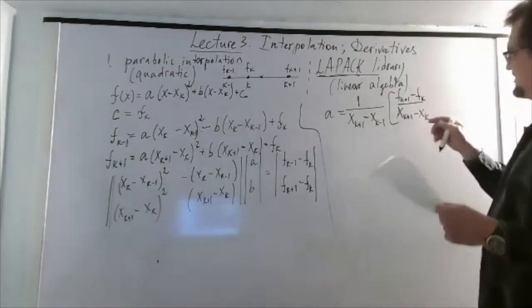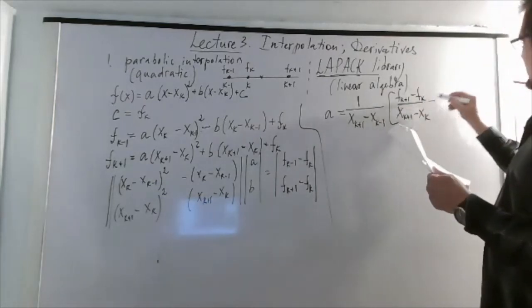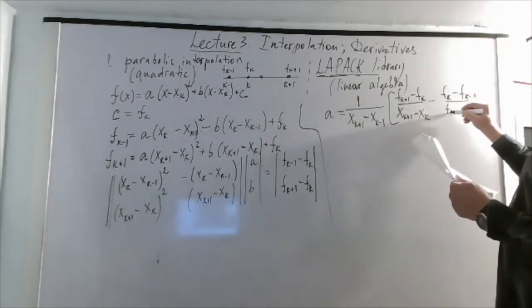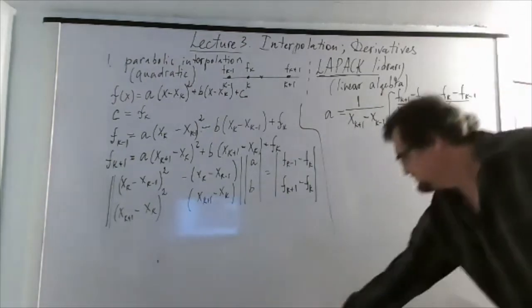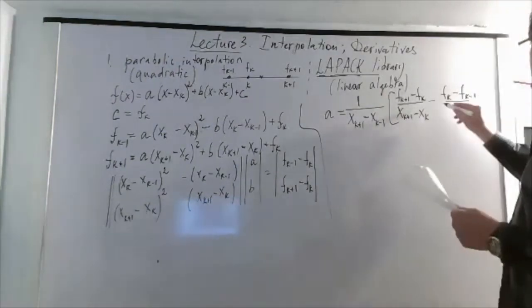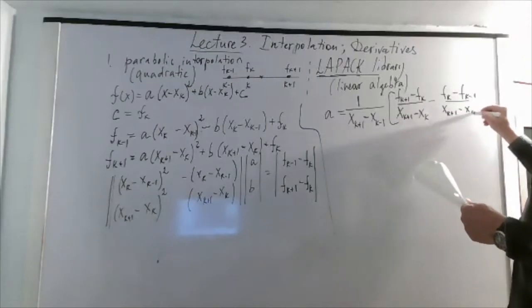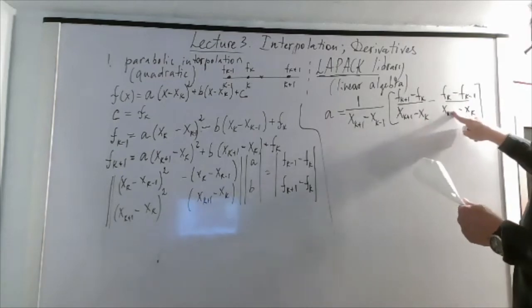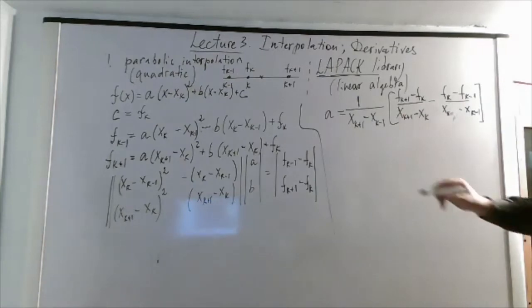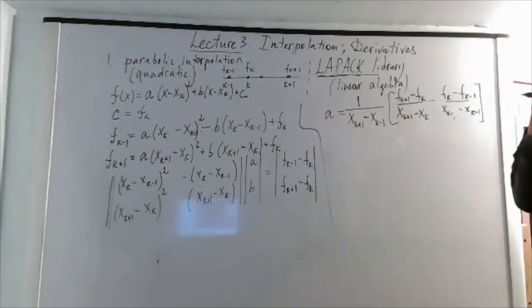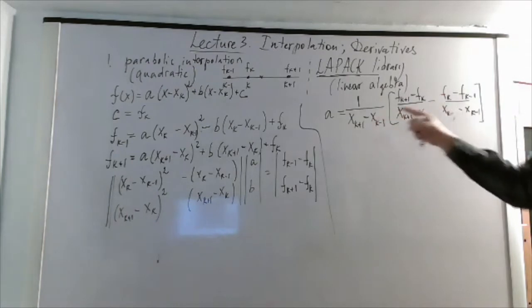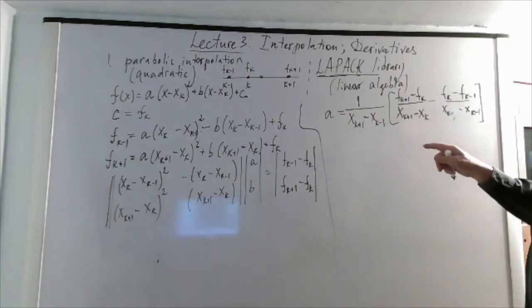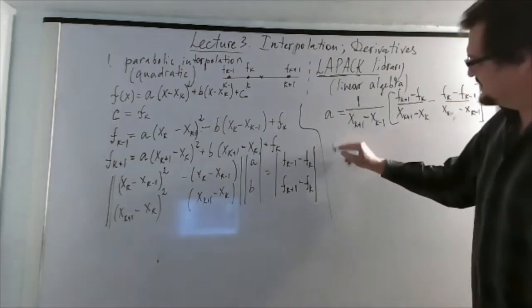So it's very symmetrical. And here you have minus (f_k minus f_{k-1}) divided by (x_k minus x_{k-1}). There is actually a very good reason why it should look like that. Actually, you could find A without even solving this, and that we're going to talk about next.